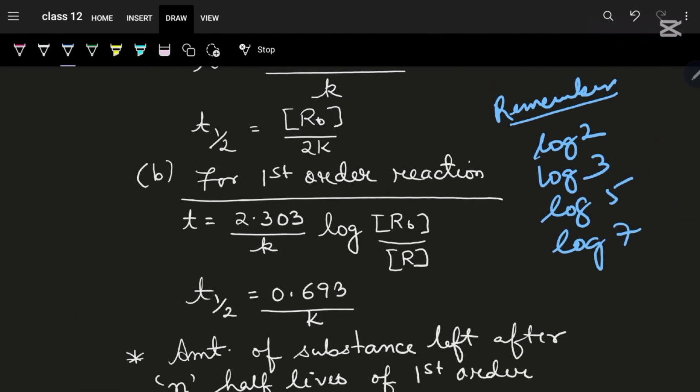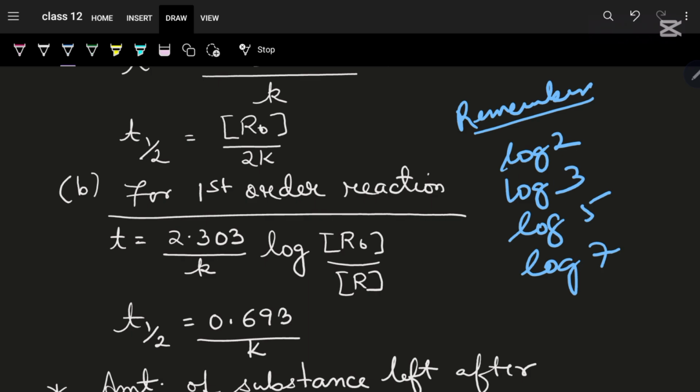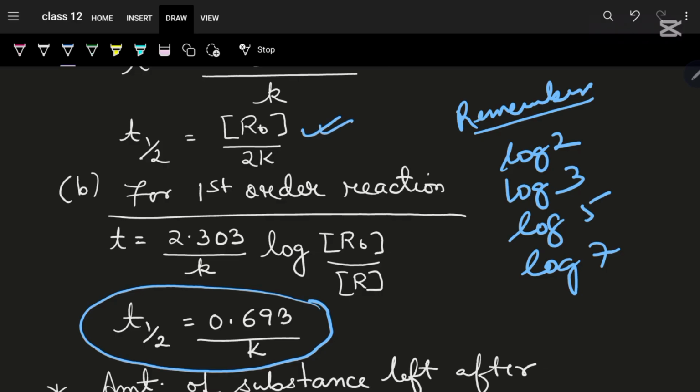Now, t half for the first order reaction is independent of the reactant concentration. Nowhere you can see that reactant concentration is involved, whereas it is involved in a zero order reaction. It is R naught by 2K. That means I can say t half is proportional to R naught for a zero order reaction.